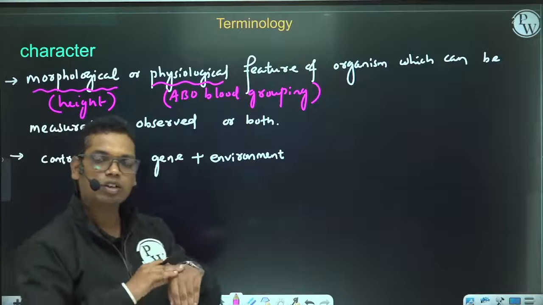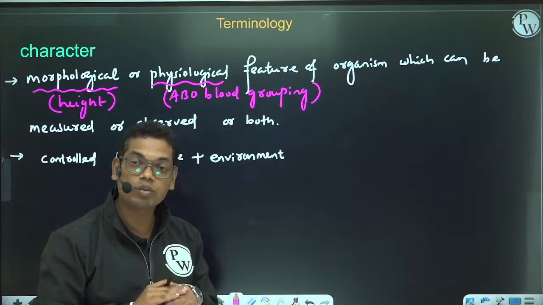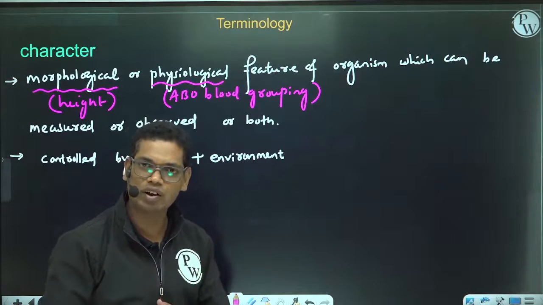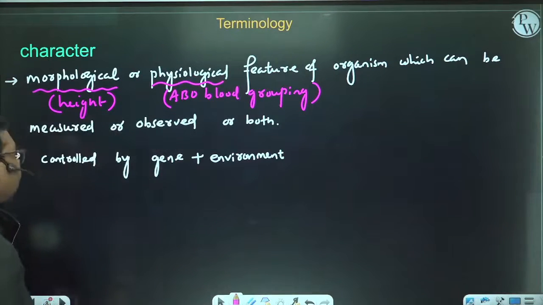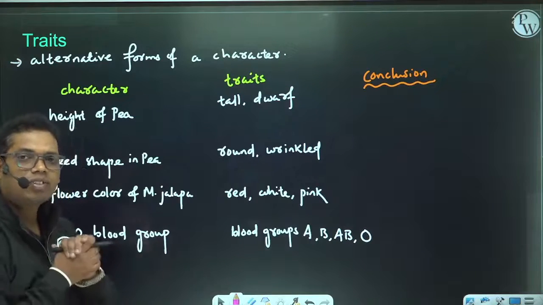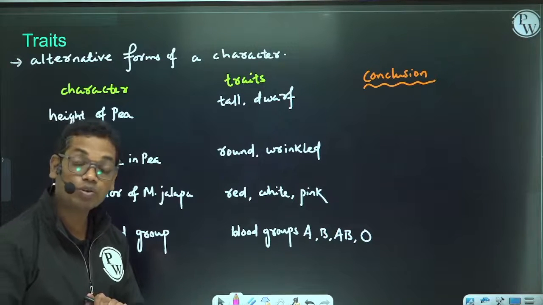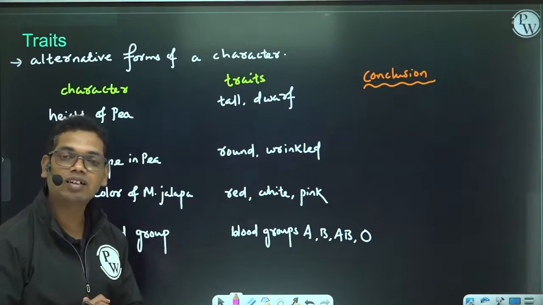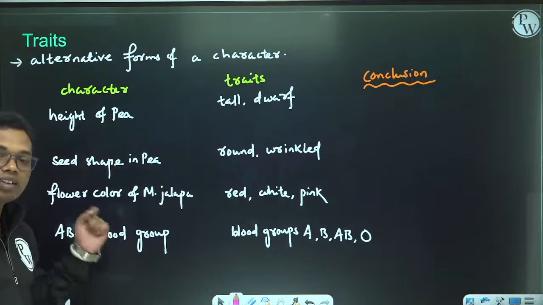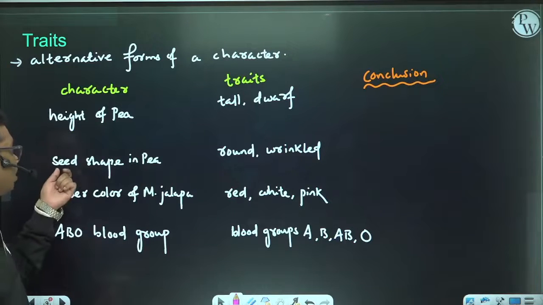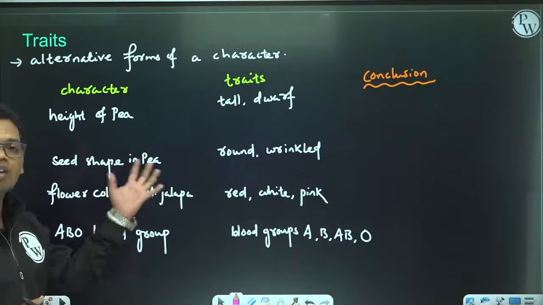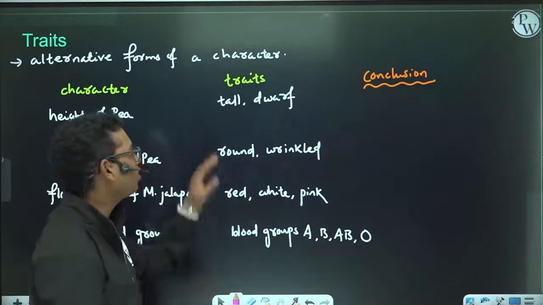For example, skin color. No doubt skin color is controlled by gene, but it is also affected by the environment, the humidity, temperature, etc. Right? Now, what do you understand by trait then? Every character has some alternative forms, and those alternative forms of a character are nothing but traits. For example, if I say height of pea plant, that is a character. If I say seed shape in pea plant, that is also a character. And these characters will have some alternative forms, and those alternative forms are called traits.